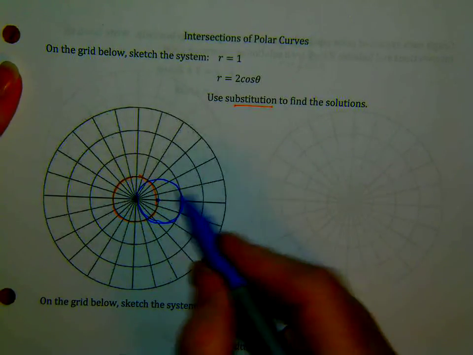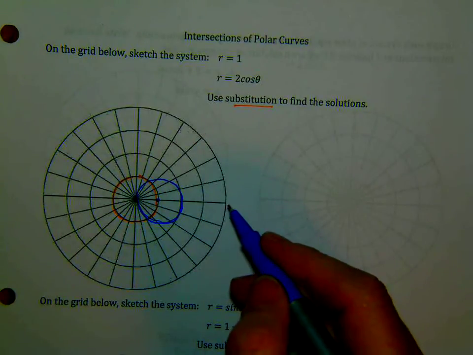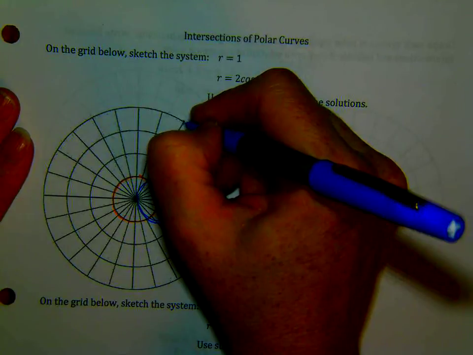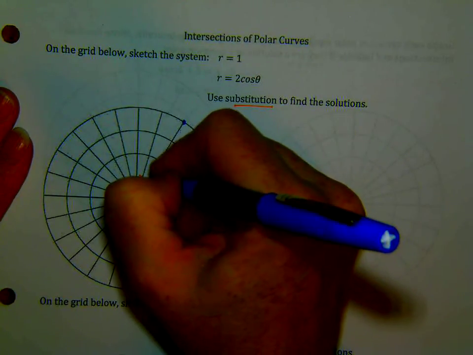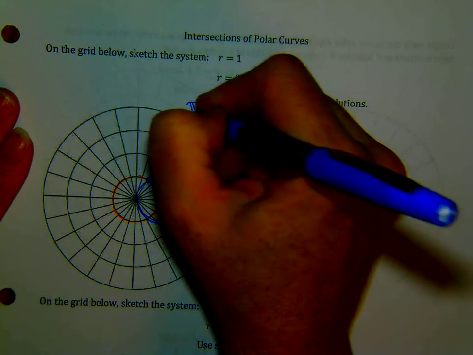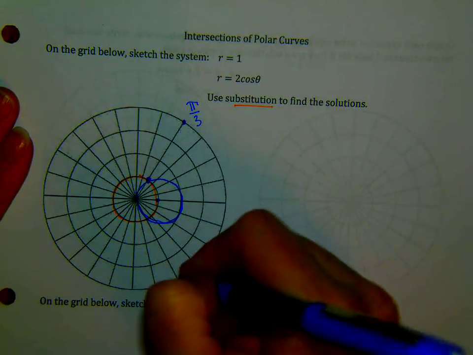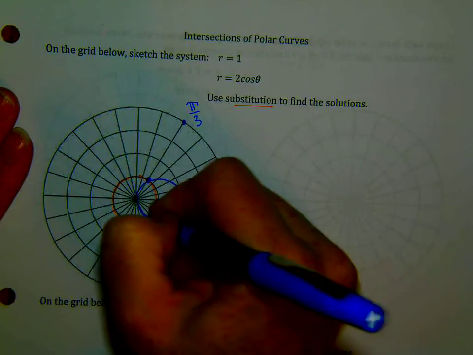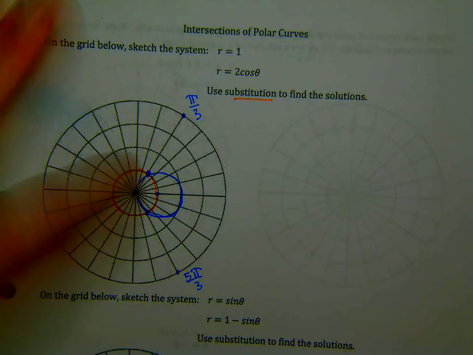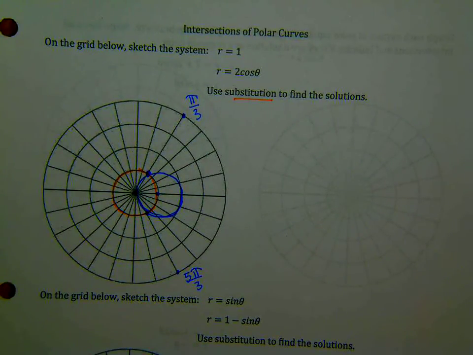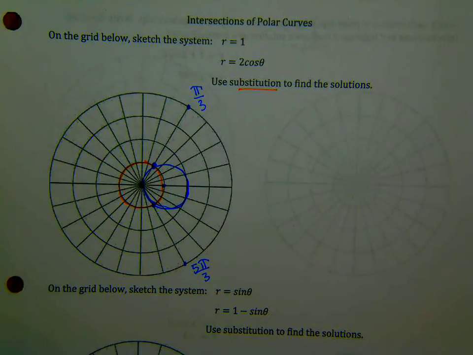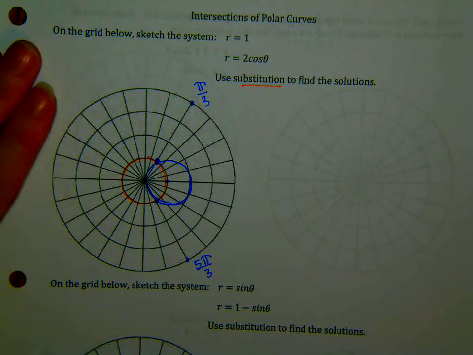r equals 2 cosine theta is going to intersect at 2 points. It's going to intersect at this point, pi over 3, and the point 5 pi over 3. Yeah, I did pretty good. Okay, that's the 2 points where this graph intersects. We see it when we graph it. That's one way. Now we also have to be able to find it algebraically. So we're going to do that with substitution.